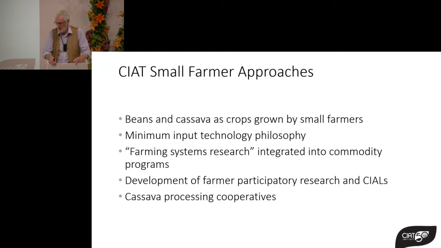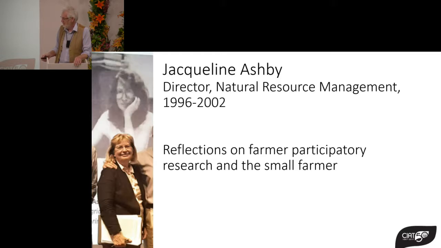Farming systems research came in purely focused on the commodity programs, and then came the major development which Jackie led, the development of farmer participatory research, which came out of the initial or early work on farming systems research and the CALs. And I also put in here the cassava processing cooperatives. But we'll have a few reflections then on how CIAT did in terms of thinking about the small farmer in Latin America.